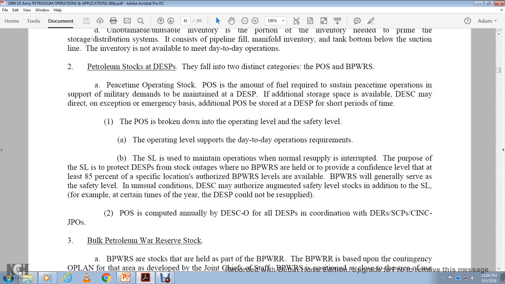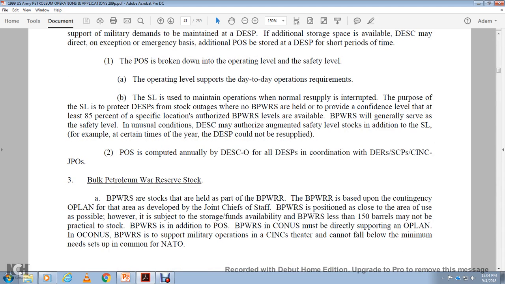For the operation stock, peacetime operation stock is computed with the DESC, the DESP, the DER, SPP, SCP, CINC, and JPOs. Bulk Petroleum War Reserve Stock is held in the Bulk Petroleum War Reserve. Bulk Petroleum War Reserve is based on contingency for the op-plan area developed by the Joint Chiefs of Staff.